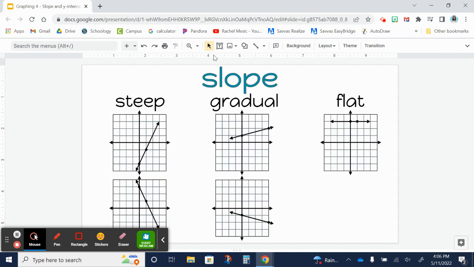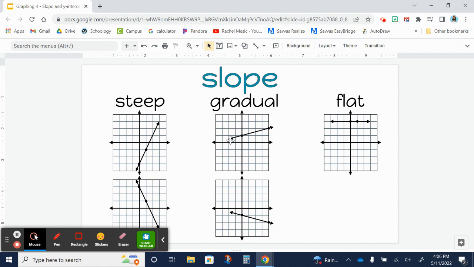So, slope, steep. These lines here are steep. The top one here is going uphill. That would be a really hard hill to get up. And then this one here is going down. That would be super scary if we were biking down that hill.